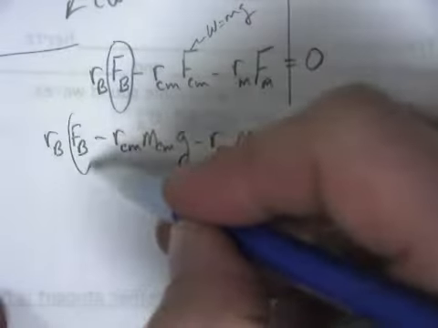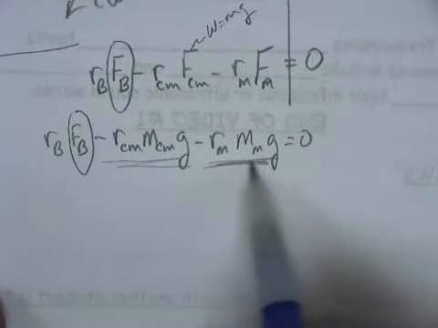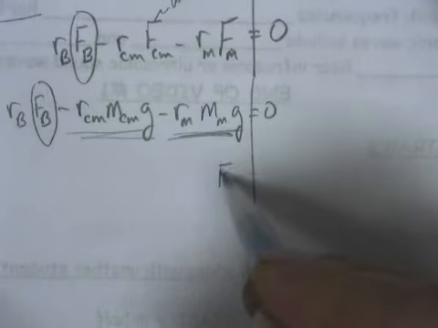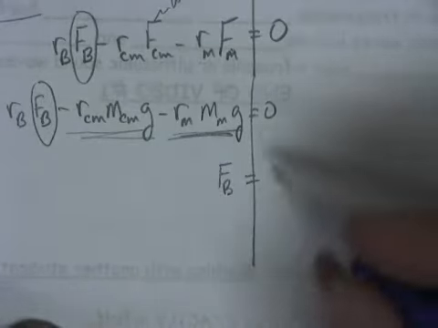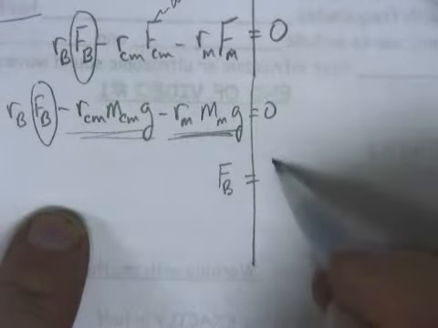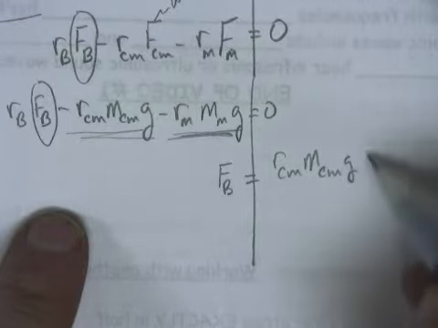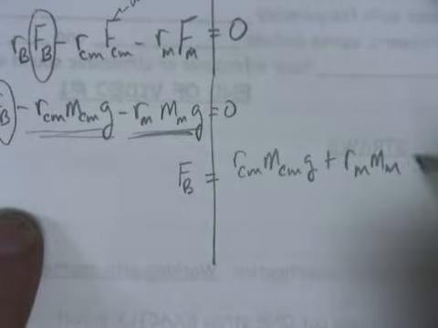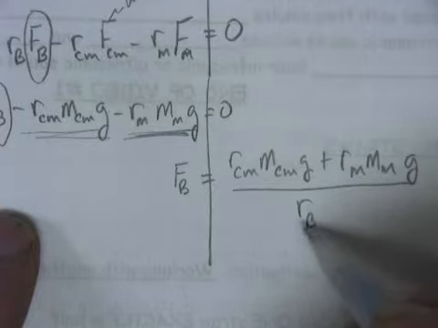Okay, I'm going to solve for this guy, and when I solve for this guy, I'm going to take this chunk and move it to the other side, take this chunk and move it to the other side, and then at the end, solve for this guy. So I'll have the force exerted by the bicep muscle. Move this over first, so that'll be R_CM M_CM g plus R_M M_M g, all divided by R_B.